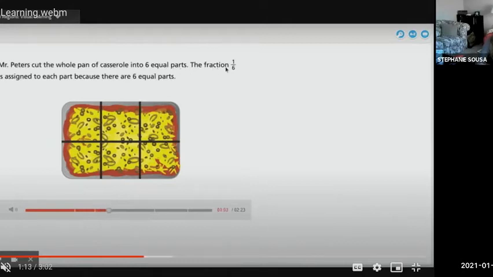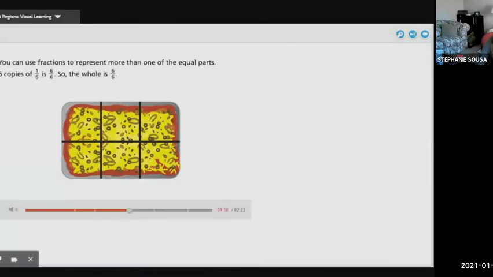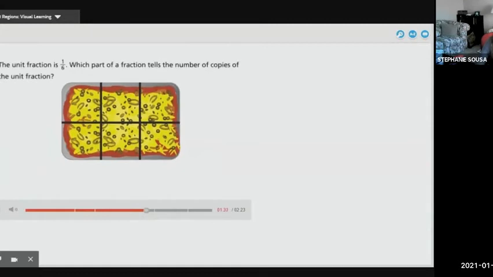Mr. Peters cut the whole pan of casserole into 6 equal parts. The fraction 1/6 is assigned to each part because there are 6 equal parts. The whole casserole is divided into 6 equal parts. Each part is 1/6 of the whole. You can use fractions to represent more than one of the equal parts. 6 copies of 1/6 is 6 sixths. So the whole is 6 sixths. The unit fraction is 1/6.